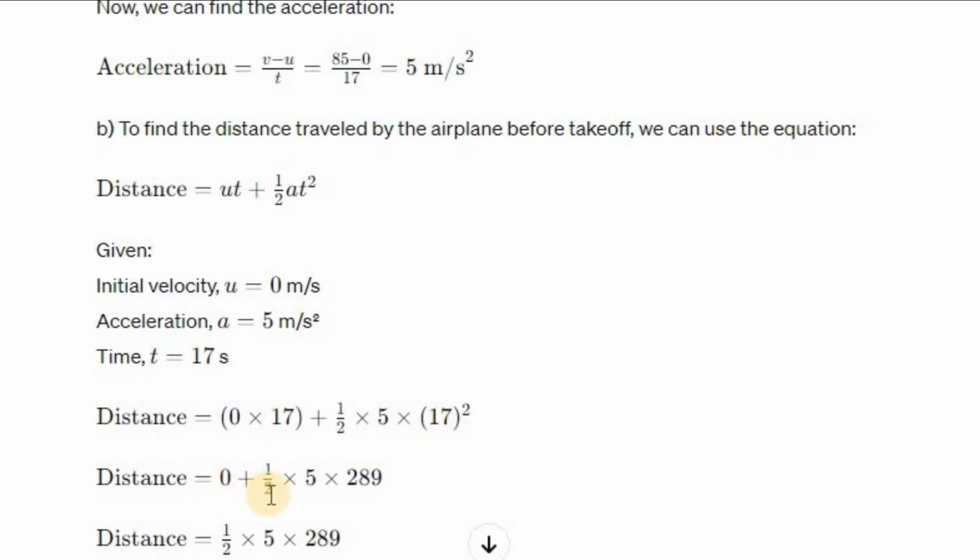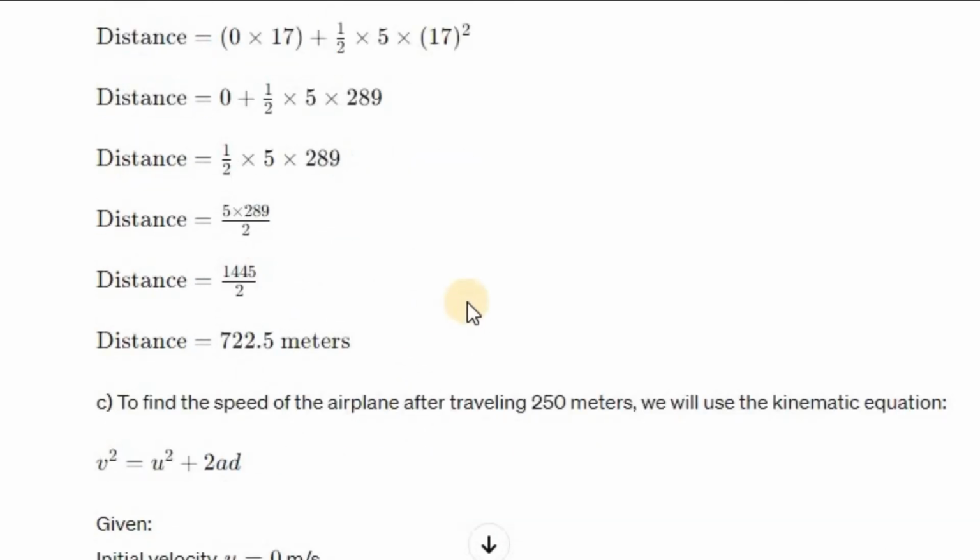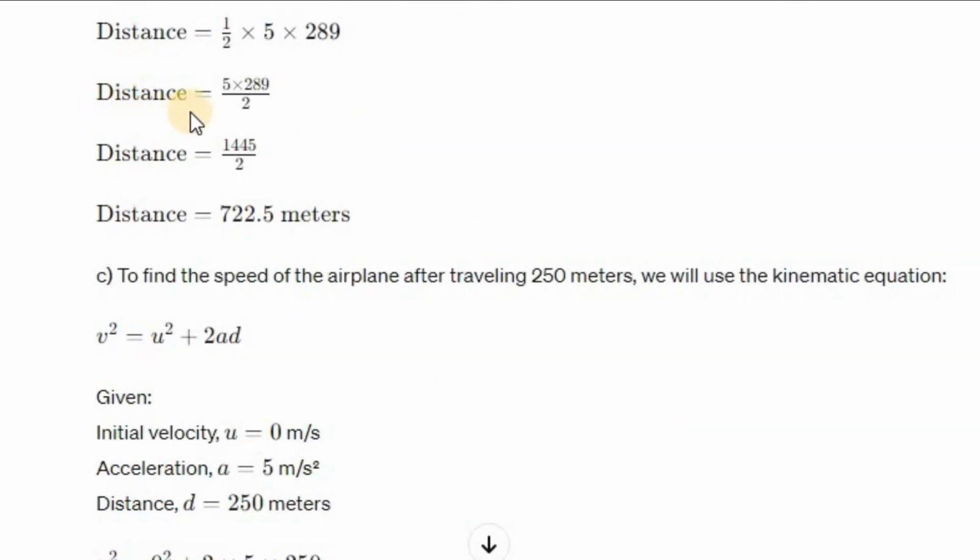Distance equals 0 plus half multiplied by 5 multiplied by 289. Distance equals 5 multiplied by 289 over 2. Distance equals 1445 over 2. Distance equals 722.5 meters.